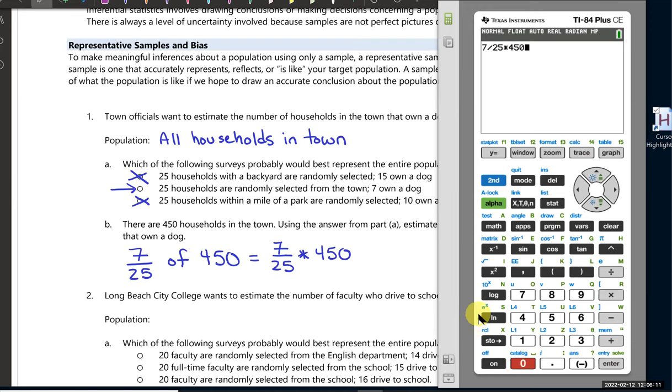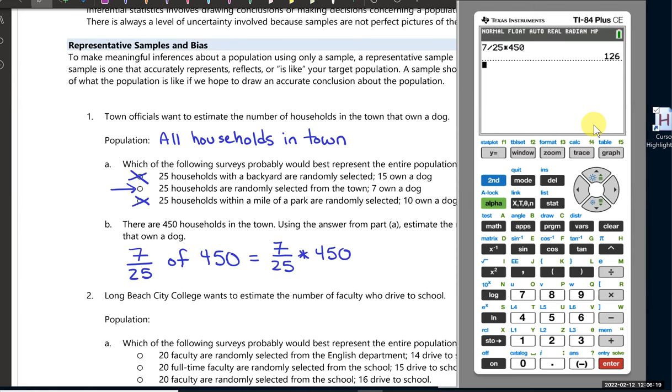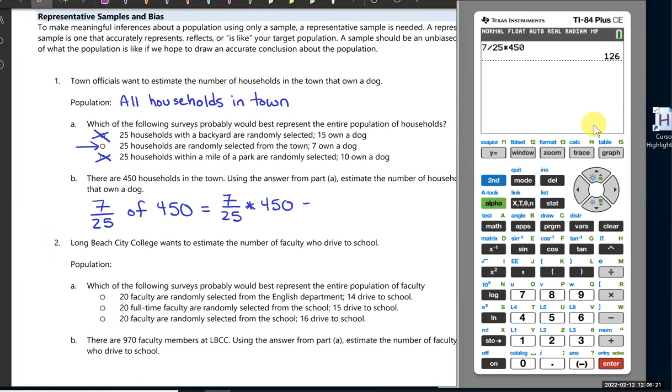So again, I don't use fraction buttons. Some calculators have them, but we can just do division and then multiply. And I'm getting 126 as my estimate. So based on my sample, I estimate that 126 households own a dog. That is probably not correct exactly, but it's the best we can do relying on the sample we took.